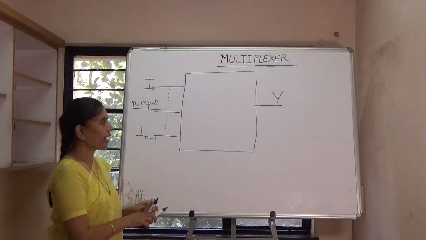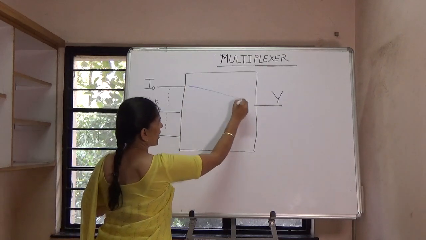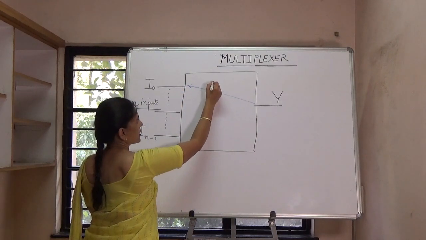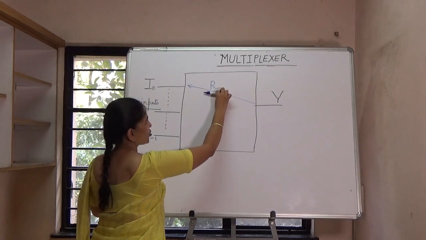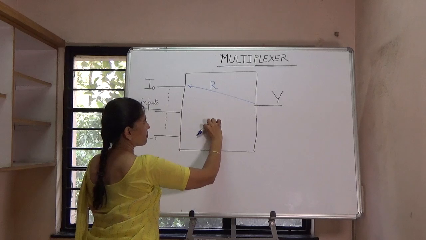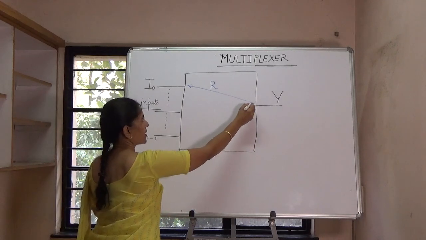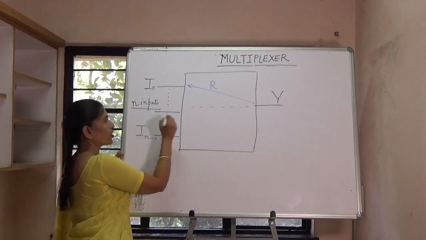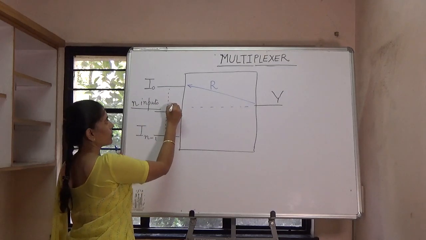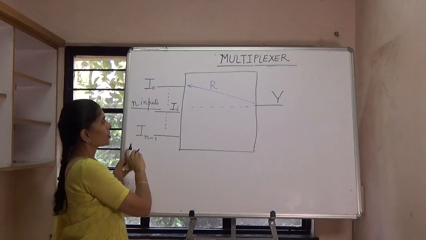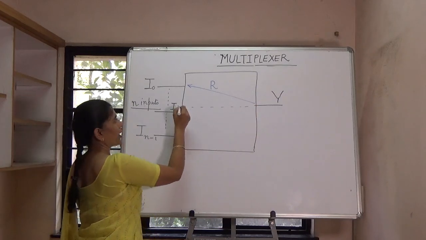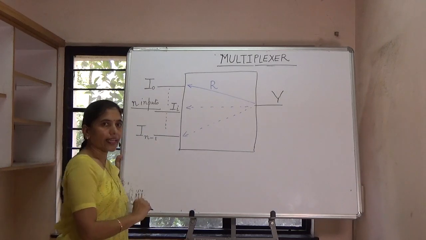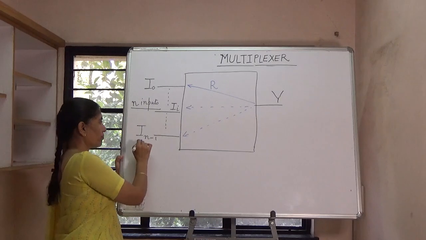So let us imagine that there is a possibility of such a connection using a simple rotator. This is a rotator which can switch its position between the multiple inputs. At any given instant it can be connected to I0, or it may be connected to an intermediate input. Let's call this intermediate input Ii. So the output Y can be connected to this, or it can be connected to the last, nth input denoted by I(n-1).